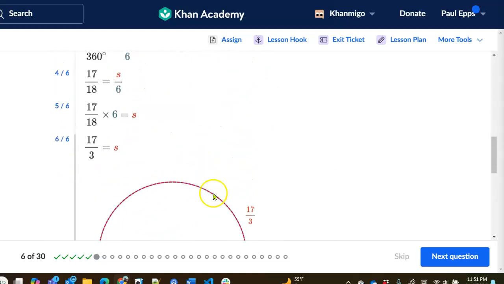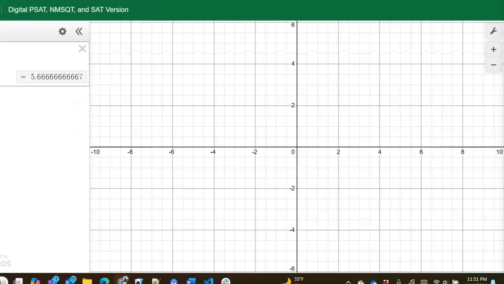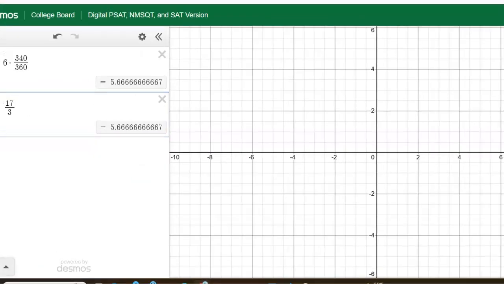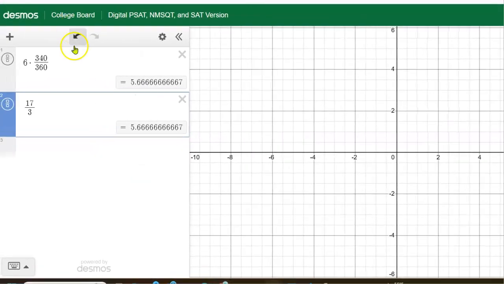All right, so they wanted it expressed apparently as a fraction. 17 over 3. Okay, let's go back here and try this. What is 17 over 3? It's exactly what I had. Well, actually, let me scoot that over a little bit so we can see it. Okay, yeah, 17 over 3, but it's the same answer.